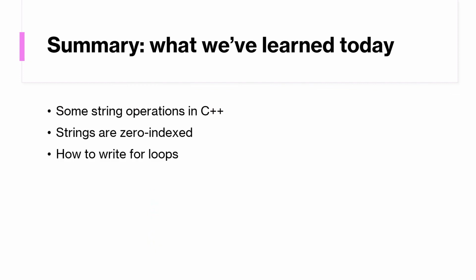So, what have we learned today? We've learned some string operations in C++. We've learned that strings are 0 indexed, so if you want to use the first character in a string, you're going to pull character 0. If you want the nth character in a string, you're going to pull n-1. And we've learned how to write for loops, which is probably the most complicated useful skill that you're going to have in writing C++ code, because for loops are not as simple as if statements or while loops.